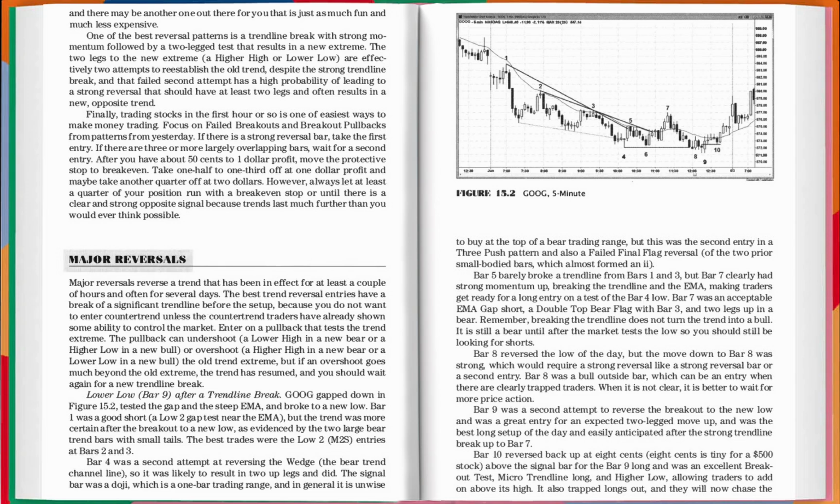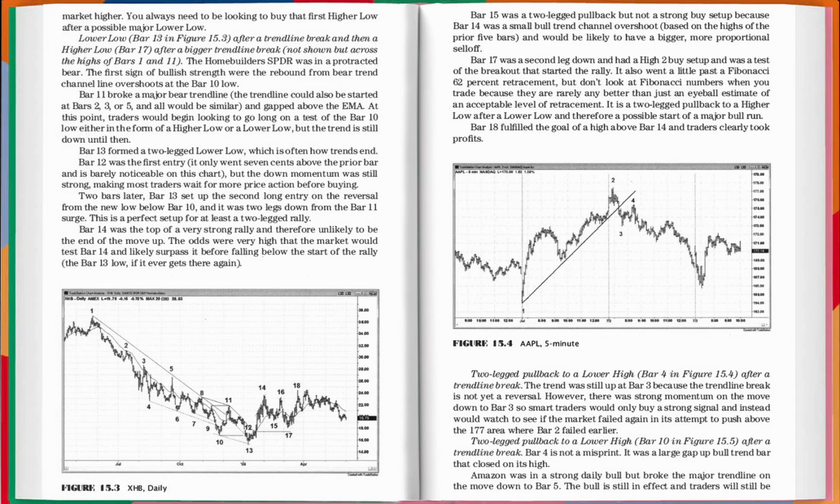Bar 9 was a second attempt to reverse the breakout to the new low and was a great entry for an expected 2-legged move up, and was the best long setup of the day and easily anticipated after the strong trendline break up to bar 7. Bar 10 reversed back up at 8 cents. 8 cents is tiny for a $500 stock above the signal bar for the bar 9 long and was an excellent breakout test, micro trendline long and higher low, allowing traders to add on above its high. It also trapped longs out, and they will now chase the market higher.